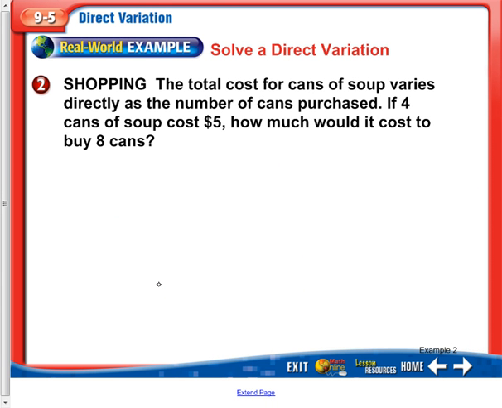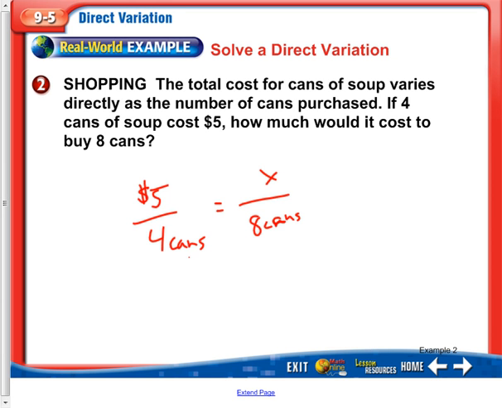The total cost for cans of soup varies directly as the number of cans purchased. If 4 cans of soup cost $5, how much would it cost to buy 8 cans? Well, we can kind of set up a proportion to solve this here. We always put money on the top. All right, so I'm going to put 4 cans on bottom. So $5 for 4 cans, and that is directly proportional to the cost of 8 cans. All right, so we want to solve for x here.